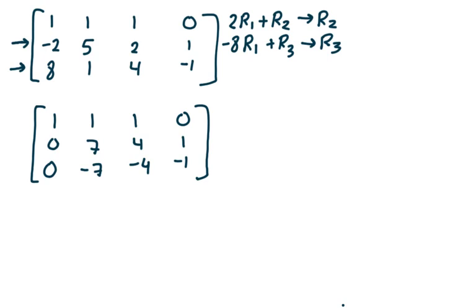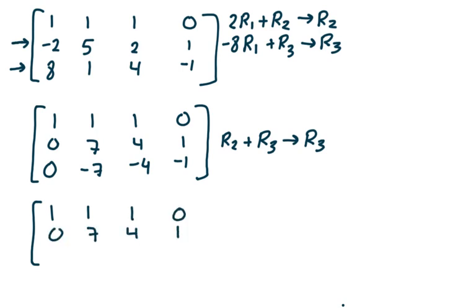So this is what I'm going to do. I'm going to take row 2, add it to row 3, and put the result back into row 3. Okay? Now, when I do that, watch what happens here. I get 1, 1, 1, 0, 0, 7, 4, 1. And remember, I want the row of zeros to occur at the bottom of the matrix. So here I'm going to get 0, 0, 0, 0.